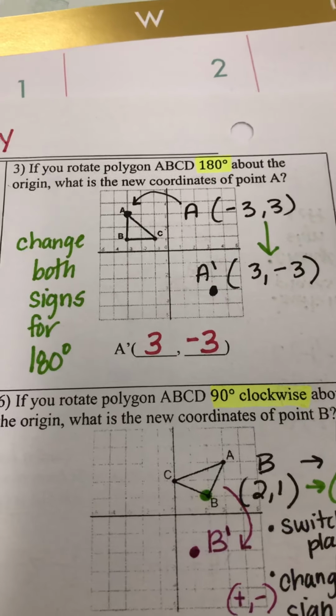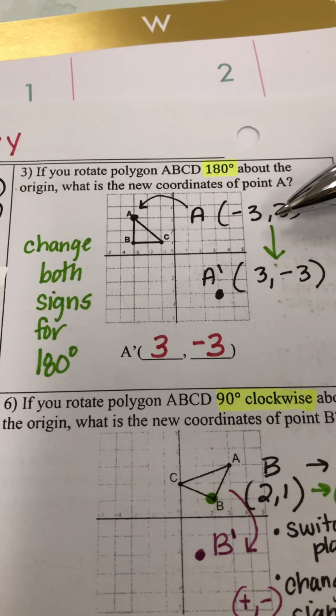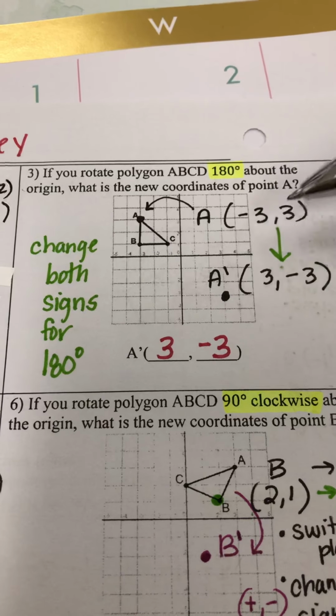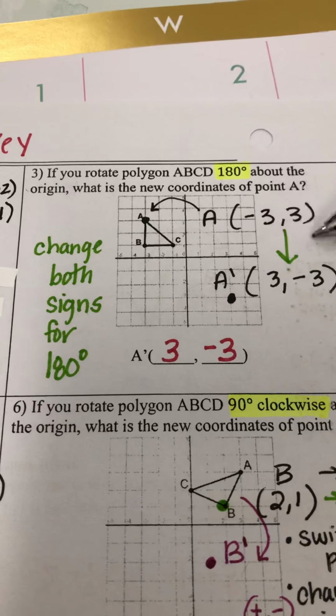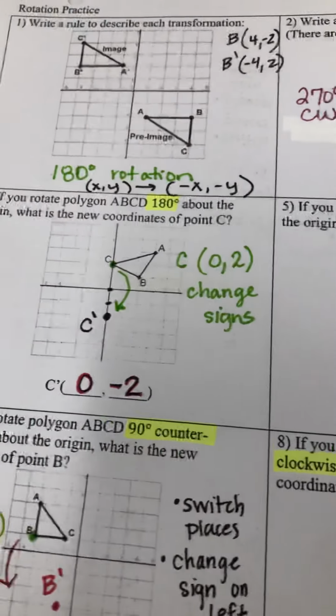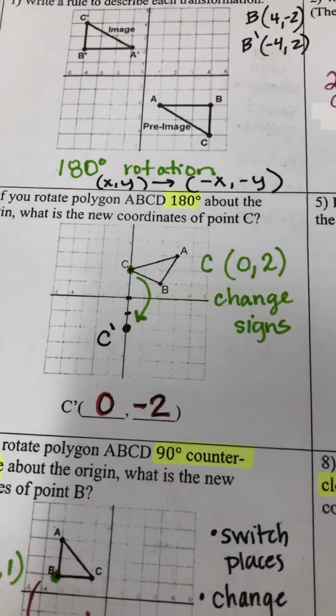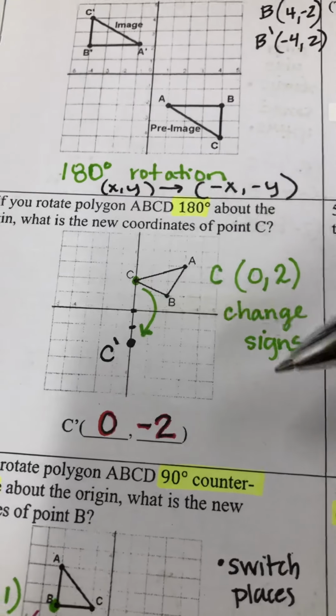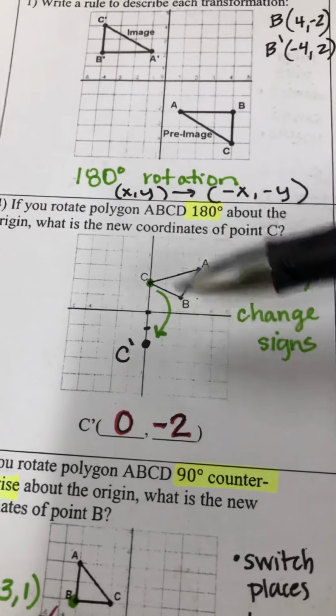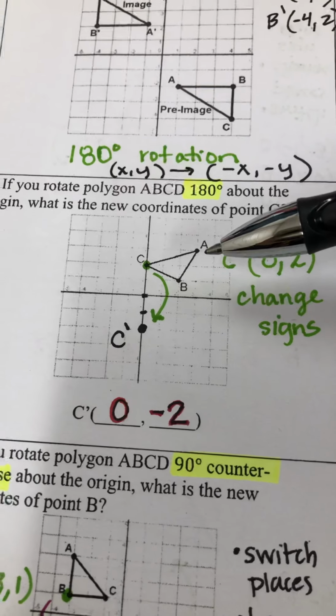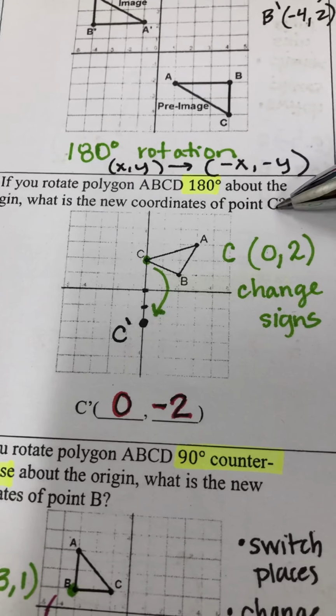180. Remember, on 180, all that happens is the points just change signs. Both of the numbers change signs. The rest of these guys, we're just asking you to get one point and apply the rotation rule. So you didn't have to actually move the entire figure to rotate the entire figure. They just ask you to choose certain points.